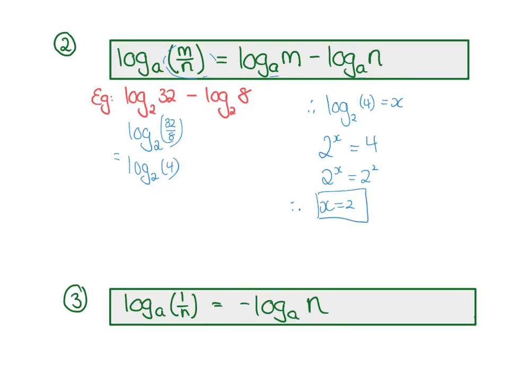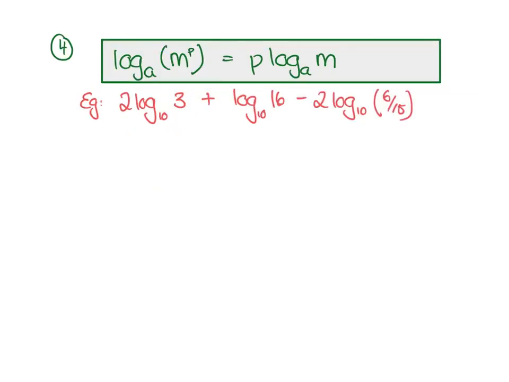With this bottom one, when you have 1 over a, that can actually be written as minus log a to the n. You might need to draw on that at some times, and we might see it later on in our examples. So for this next rule, if you have a number multiplying at the front of the log, it can be changed to become a power up here. That's what this rule is.